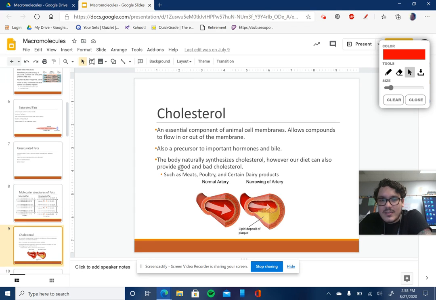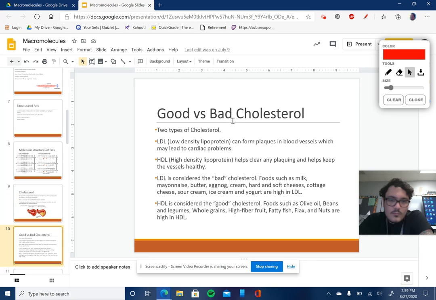Now, the interesting thing, the body naturally creates cholesterol. You naturally synthesize it, but we need more than our body can make. So we consume it in our diet. The thing that we have to be careful with is that when you consume it in your diet, there's such a thing as good and bad cholesterol. But here's the good news. Good and bad cholesterol play by the same rules as saturated and unsaturated fats. So let's get into that.